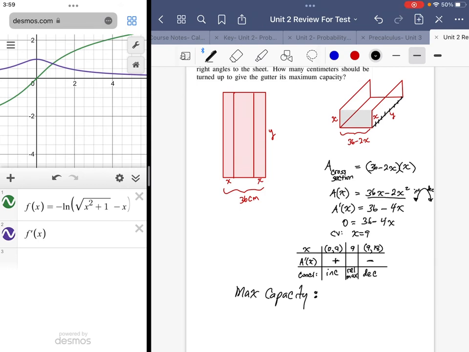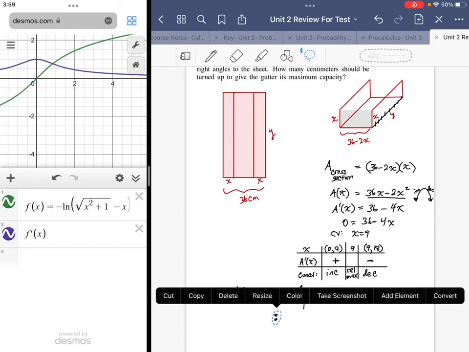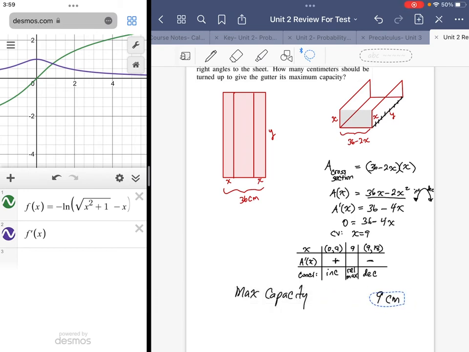would be 9 centimeters. Let me just frame this the right way, because the maximum capacity is not 9 centimeters. It's when x is equal to 9 centimeters.